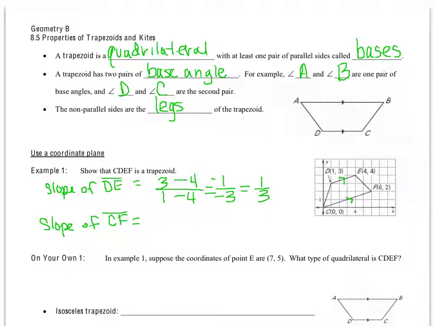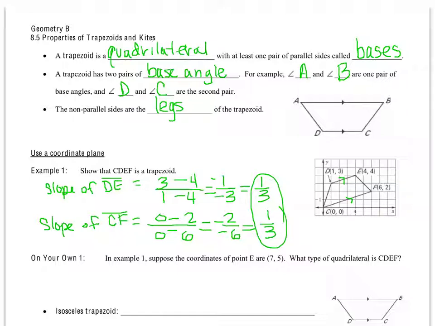The slope of line CF, I'm going to do my fraction bar and my minus sign again. Point C is 0, 0, so I'll plug those in. Point F is 6, 2, and if I subtract, I have negative 2 over negative 6, which again reduces to 1/3. So since these are the same, my two segments are parallel, so this is a trapezoid.